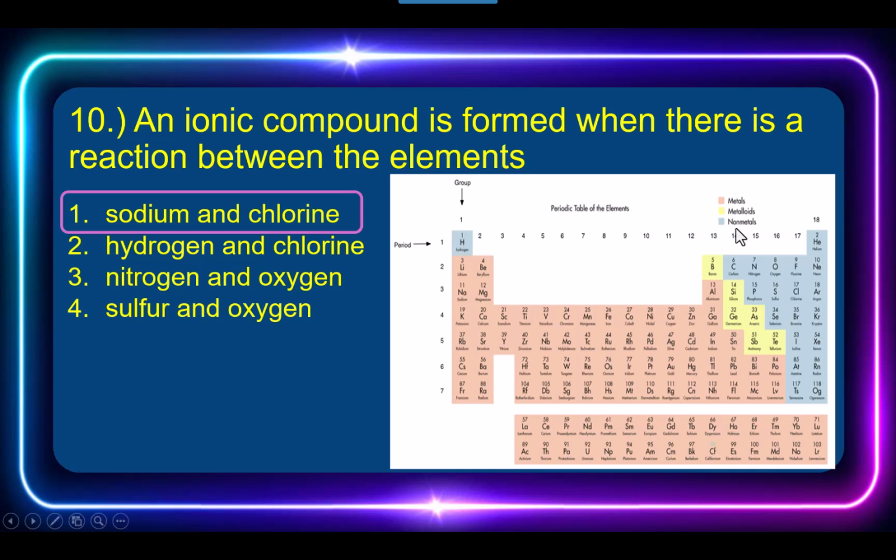Hydrogen is a nonmetal, it's blue, and chlorine is a nonmetal, so they would form covalent bonds. Nitrogen and oxygen are also both nonmetals, and they would also form covalent bonds. And sulfur and oxygen are also nonmetals, and they would also form covalent bonds. So the only metal and nonmetal on here is sodium and chlorine, and that is our correct answer.